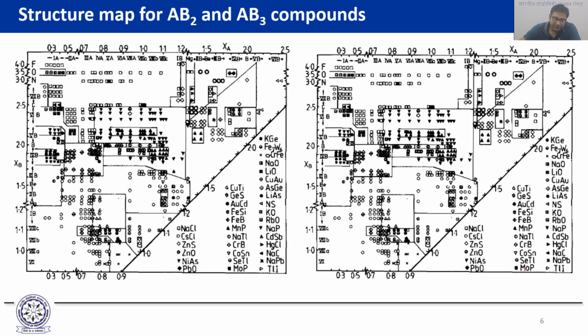Similarly, he did the same exercise for AB2 compounds and AB3 compounds, and once again he could see that there are certain clusters in which these types of compounds lie, and so that was rather interesting.